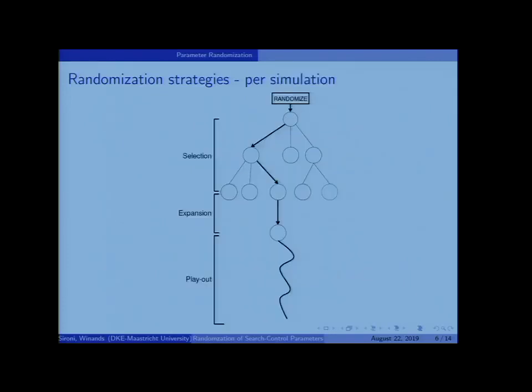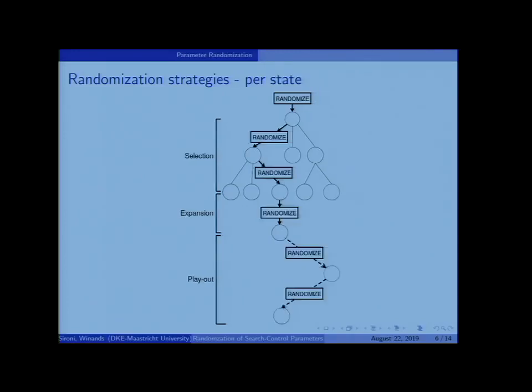Then we're going to a more fine-grained level where we randomize the parameters for each simulation of MCTS. So we would randomize the parameters at the beginning, perform a simulation, and then randomize them again before performing the next simulation. And finally, we're going to randomize the parameters per game state. So whenever we visit a state, we randomize the parameters that we are using in that state to select an action. And we do this for each state that we're visiting in the simulation.